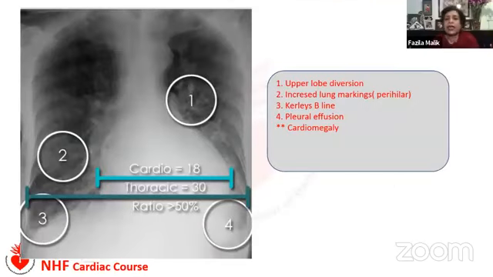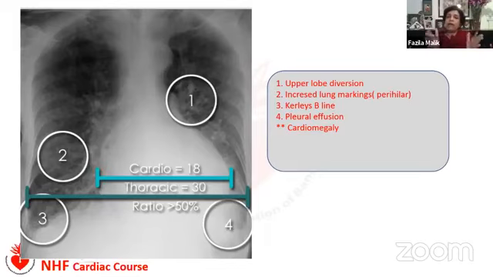As I was saying, when you have interstitial edema, what do we have? We have cephalization or upper lobe diversion. We have increased lung markings and the perihilar region becomes hazy. We have Kerley B lines in this X-ray. And we have a very small pleural effusion. It has been marked as 4, but there's just a blunting of the costophrenic angle, and this gives us a clue that there is pulmonary edema.